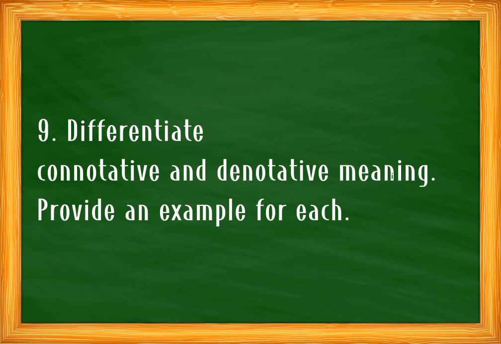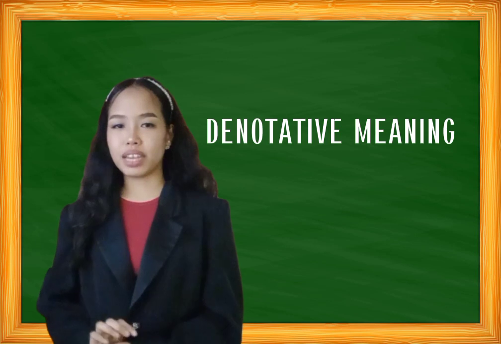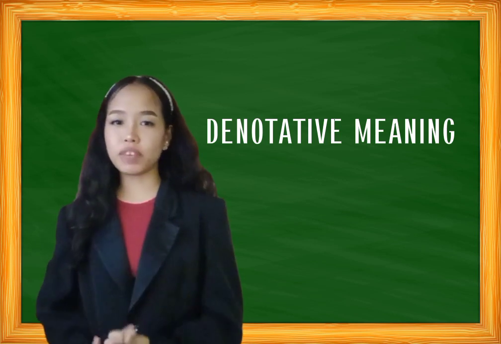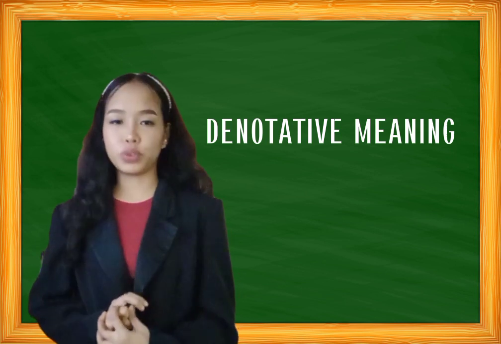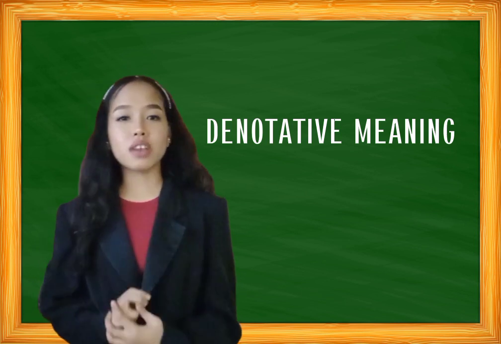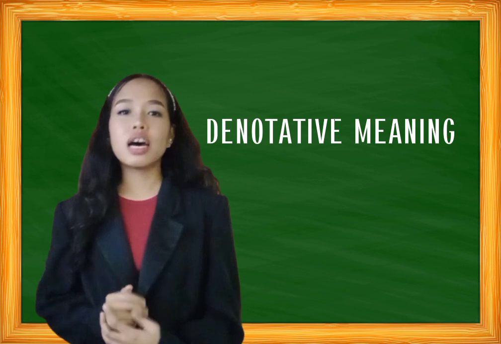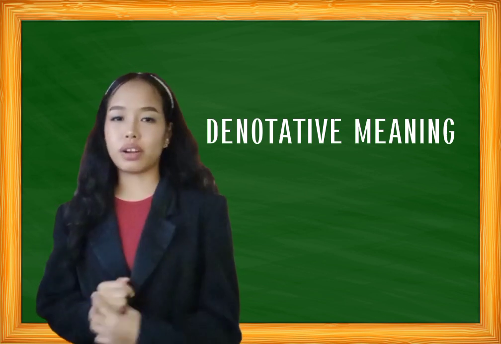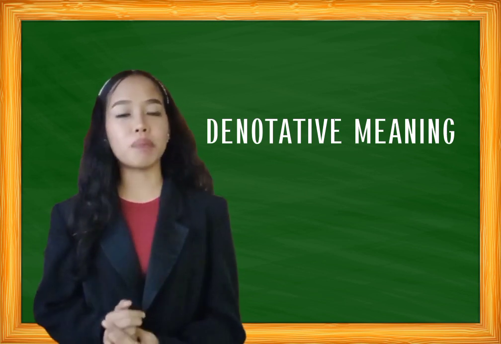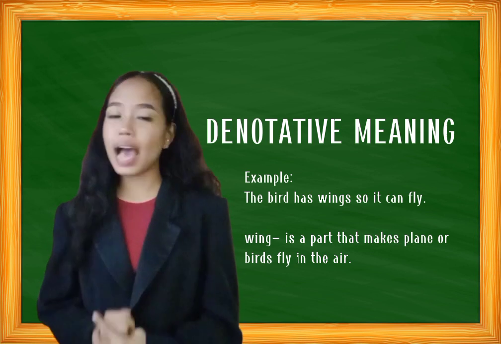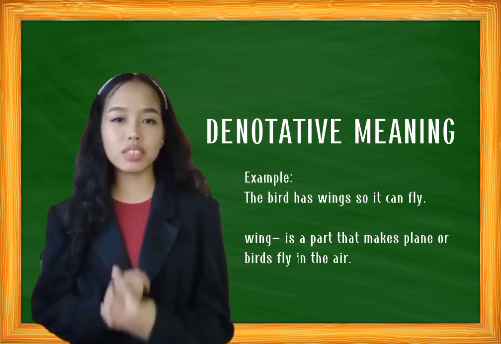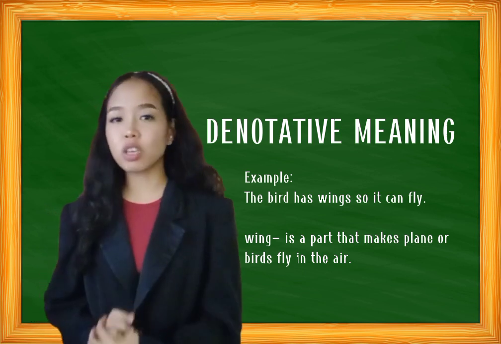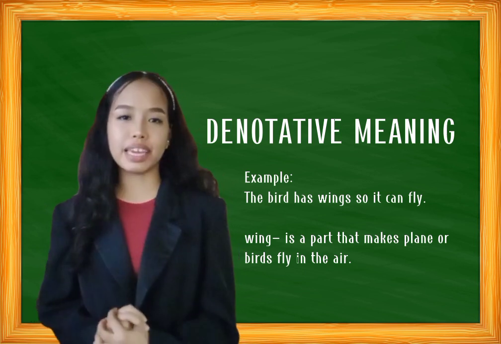9. Differentiate connotative and denotative meaning. Denotative meaning refers to a specific meaning, or more commonly called literal or true meaning. These are the definitions derived from the dictionary. For example, the bird has wings so it can fly. Wing is a part that makes birds or planes fly in the air.